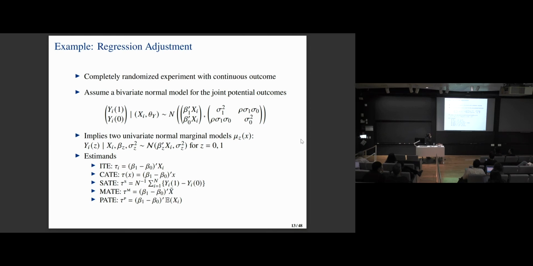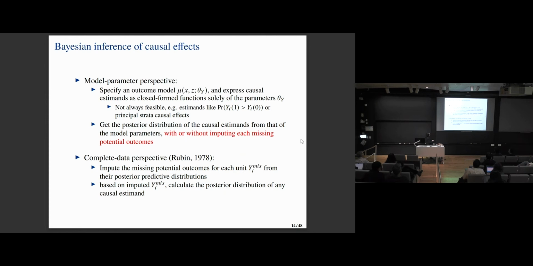And then I have some examples, but I feel that this is not too important. I have an example of what those different estimates would be in a simple case, so I will skip that. It's more important, okay, now about how do we do inference?